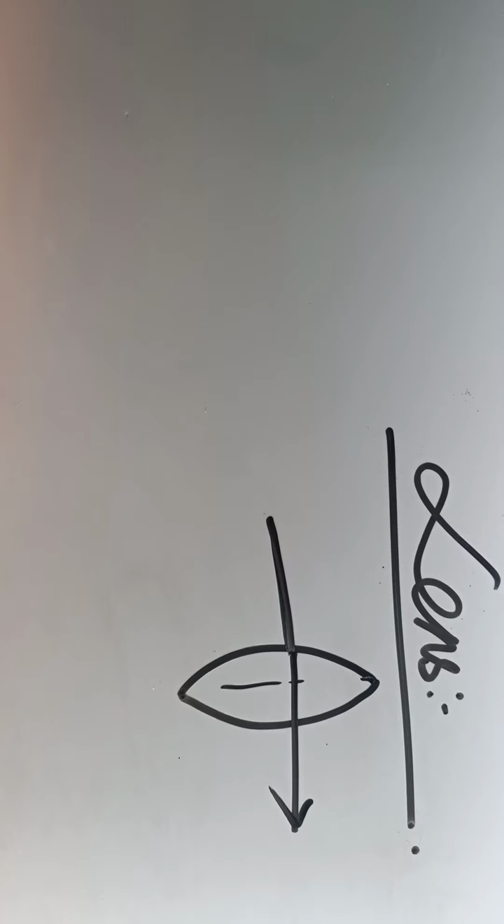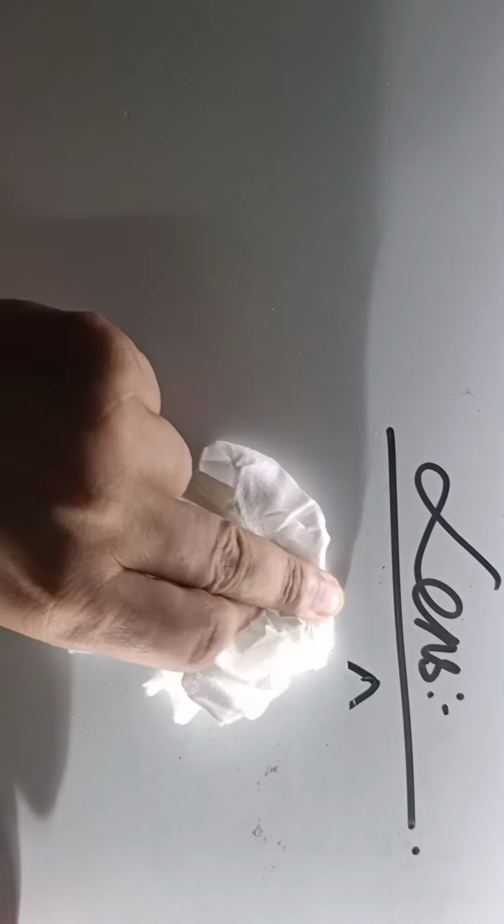A better understanding of lens will be: a transparent material bounded by two surfaces, of which one or both surfaces are spherical, forms a lens, right? Once again, let me repeat that. A transparent medium bounded by two surfaces of which one or both surfaces are spherical.